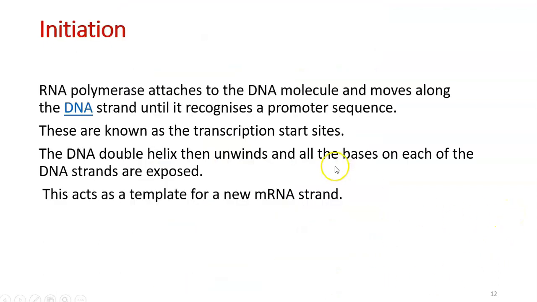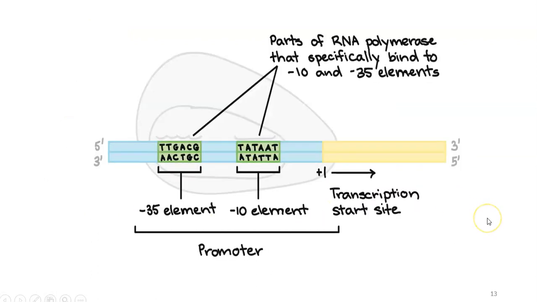So initiation means what? You can take down the notes if you want by pausing the video. RNA polymerase attaches to the DNA molecule and moves along the DNA strand until it recognizes a promoter sequence. The promoter sequences are known as transcription start sites. The DNA double helix then unwinds and all the bases of each DNA strand are exposed, A, C, G, T, everything will be displayed. Now this acts as a template for the new mRNA strand.